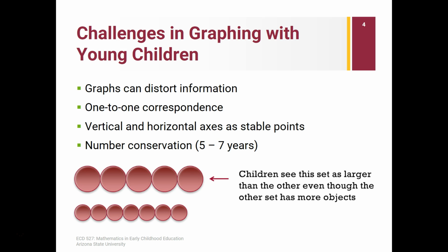Additionally, younger children are still developing the concept of one-to-one correspondence, so they may struggle in placing items on the graph if the graph is not properly structured. It is hard for children to understand that the vertical and horizontal axes on the graphs are stable points. A final challenge is that children are still developing the concept of number conservation through the age of 7.